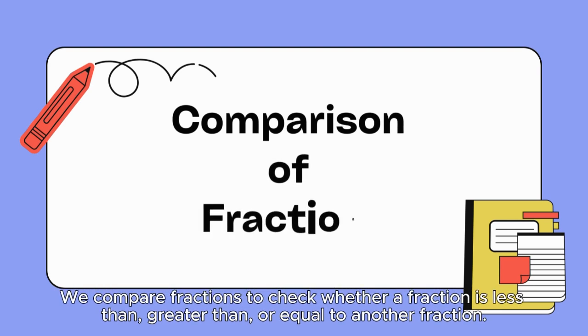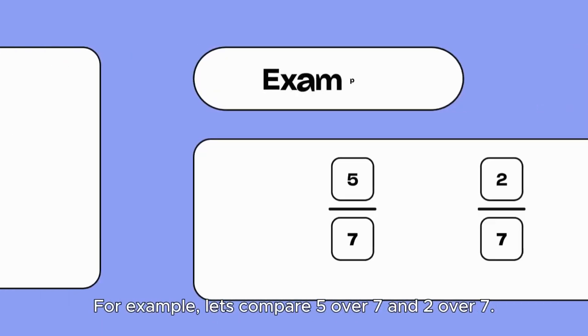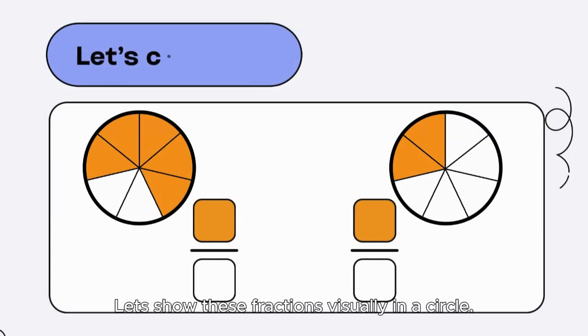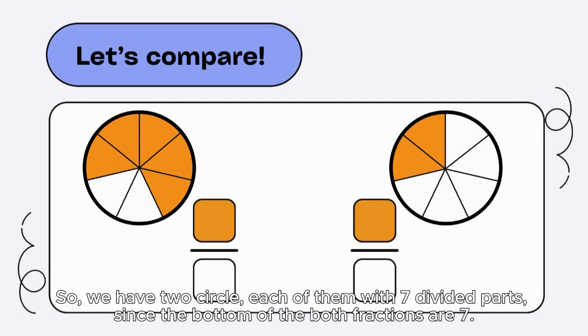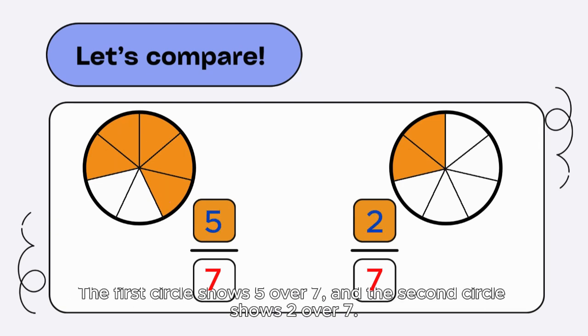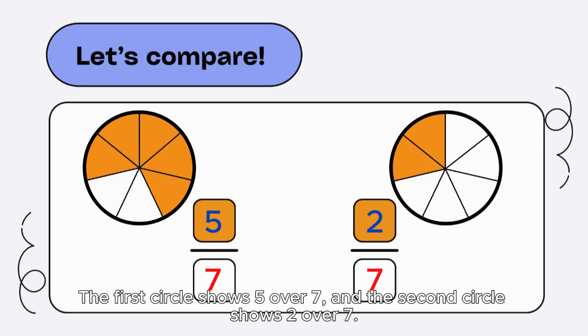Comparison of fractions. We compare fractions to check whether a fraction is less than, greater than, or equal to another fraction. For example, let's compare 5 over 7 and 2 over 7. Let's show these fractions visually in a circle. So we have two circles, each with 7 divided parts, since the bottom of both fractions is 7. One circle has 5 parts shaded, and the other circle has 2 parts shaded. The first circle shows 5 over 7, and the second circle shows 2 over 7.